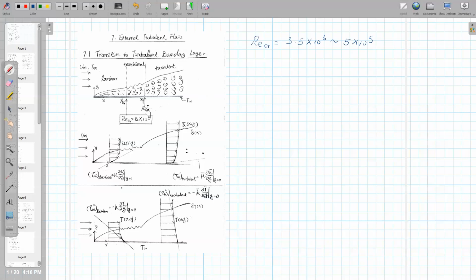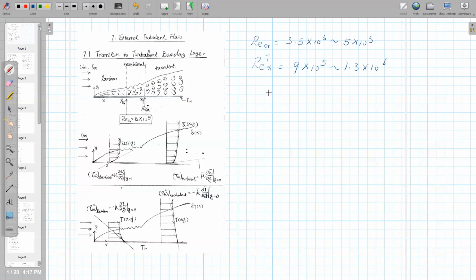Okay, and you can also define another Reynolds number. Here I denote it as Reynolds number T. You can think that if the Reynolds number is larger than this Reynolds number T, the flow can be fully turbulent. And usually this Reynolds number T value is some value between 9 times 10 to the power 5 and 1.3 times 10 to the power 6. Okay.